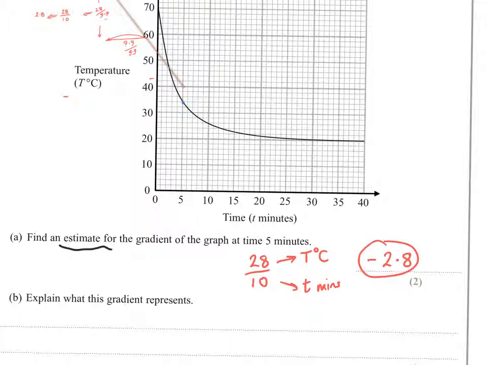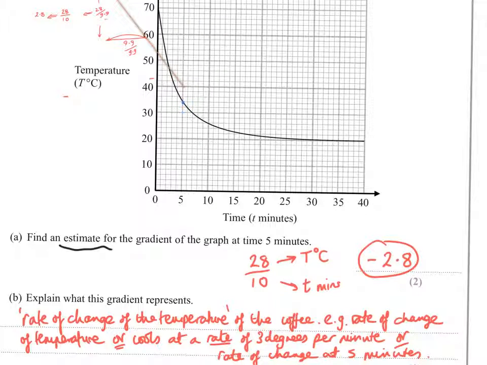So it's the rate of change of temperature per time. So that's the first thing that you can say. So you can say it's relating to the rate of change of temperature of the coffee, e.g. the rate of change of temperature, or that it cools at a rate of 3 degrees per minute, or you can say a rate of change at 5 minutes. So either of those things will be okay, and I'll just write those explanations underneath for you.